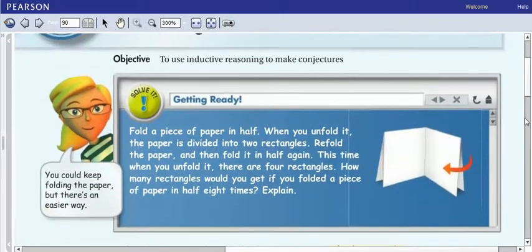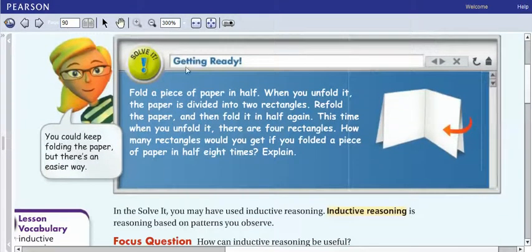We're just doing this getting ready. It's a pretty neat little exercise. Fold a piece of paper in half, crease it. When you unfold it, the paper is divided into 2 rectangles. Agreed? All right. Now, refold the paper, then fold it in half again.